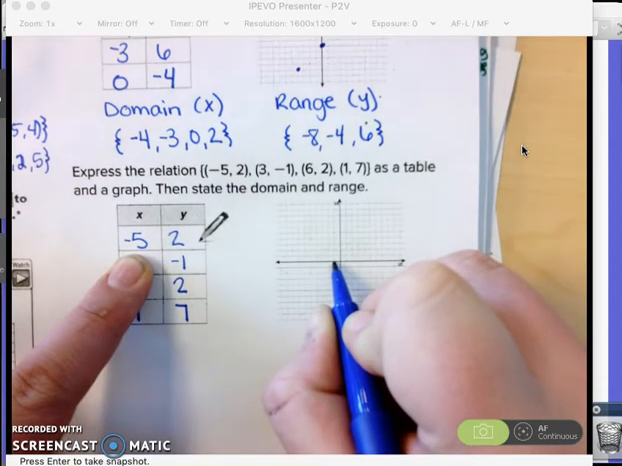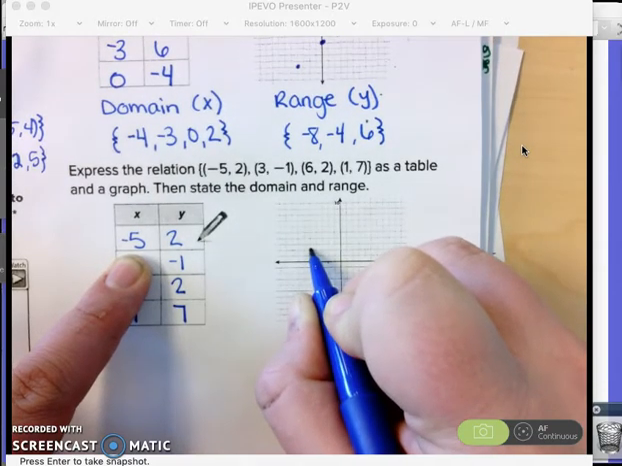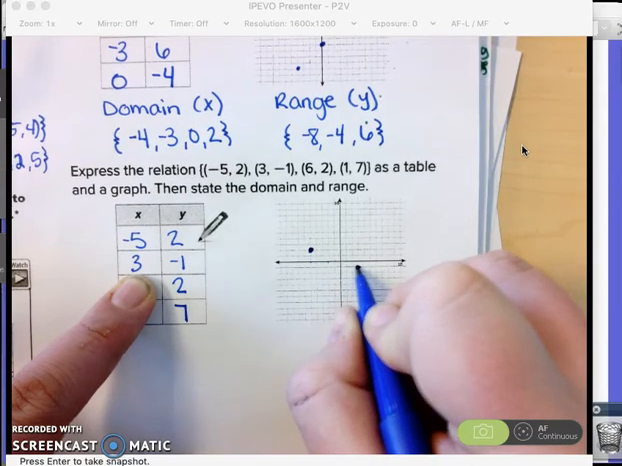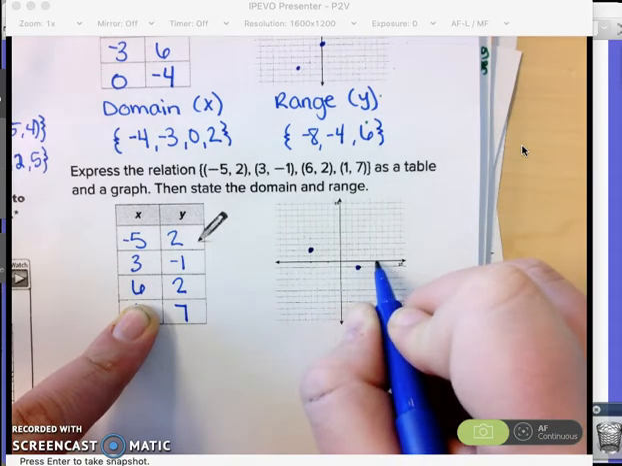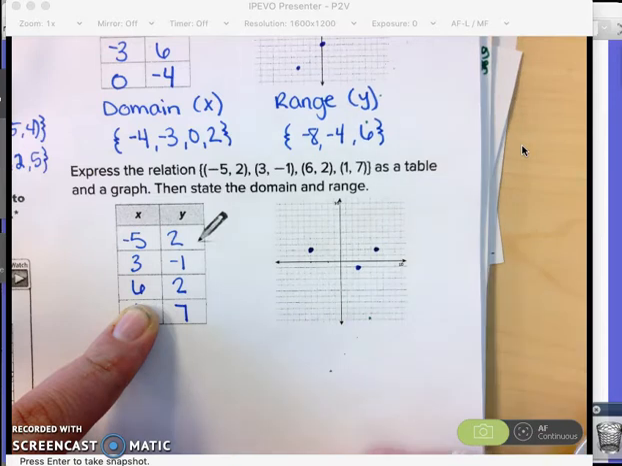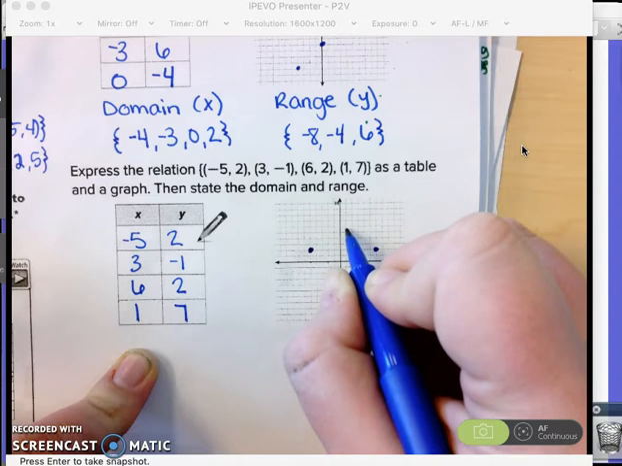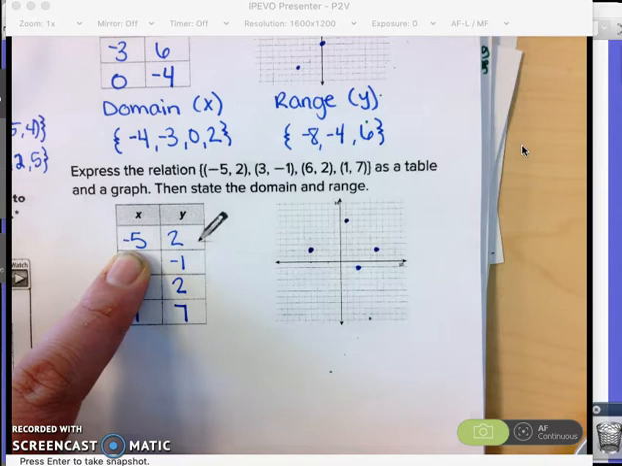So -5, then 1, 2, 3, 4, 5, and up to 2, put a dot. Then 3, 1, 2, 3, down to 1. Then 6, 1, 2, 3, 4, 5, 6, and up to 2, and then over to 1 and up to 7. Remember, the first number is how much you go in, or right to left, and the second number is how much you go up or down. Remember, you have to go in the elevator before you can go up or down it.